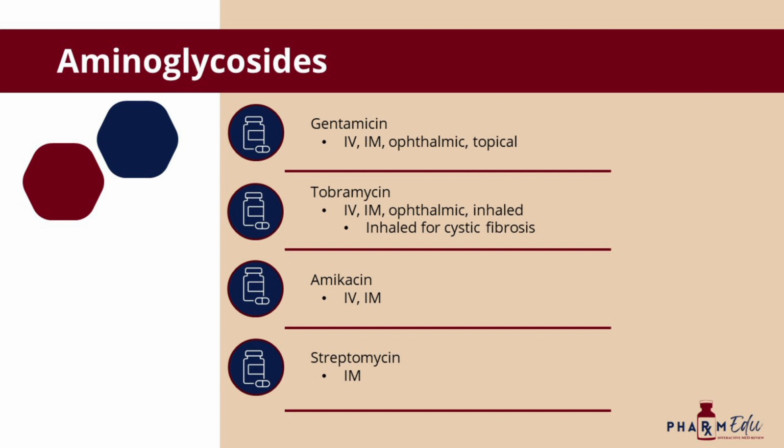In terms of route of administration, Gentamicin, Tobramycin, and Amikacin can all be administered in multiple different ways. Gentamicin can be given IV and IM, but also has ophthalmic and topical formulations as well. Tobramycin can be IV, IM, ophthalmic, and inhaled. The inhaled tobramycin is specifically used for cystic fibrosis. Amikacin is available IV and IM, and streptomycin is available IM only.